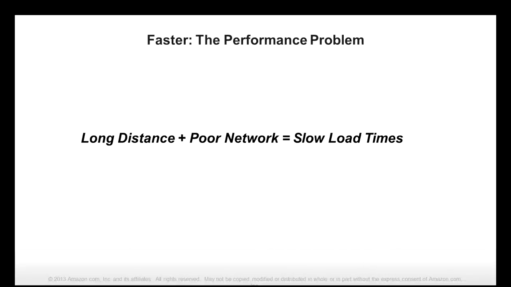If you have a global user base, some of your users will be connecting to your origin servers over a long network path. That in itself results in long round trip times, just because of the sheer distance that they are away from the origin servers. When you combine that with a poor performing network with high packet loss, that can really result in slow load times for your dynamic content or your pages that you're serving directly from your origin servers.